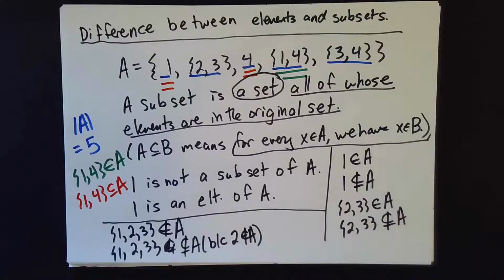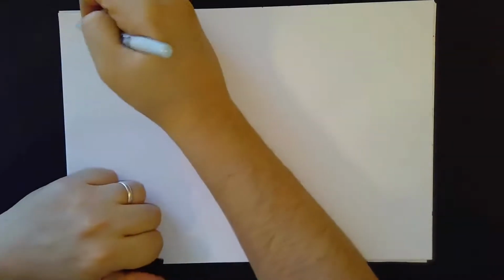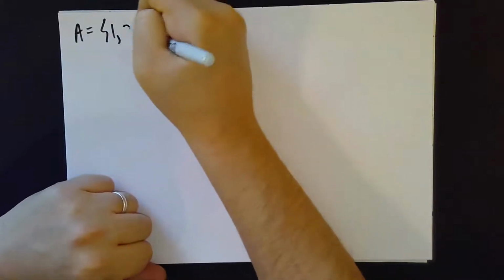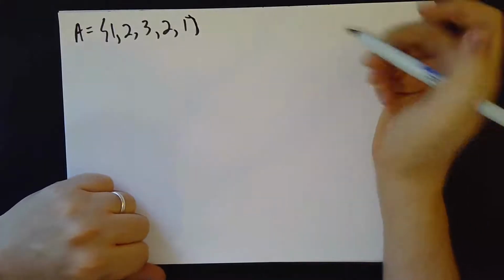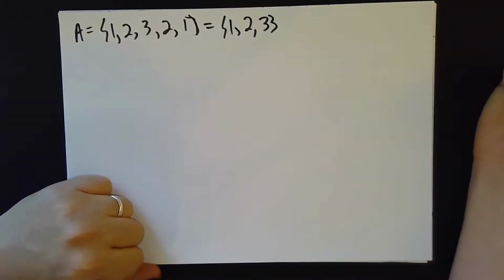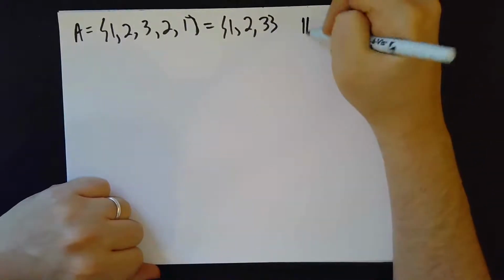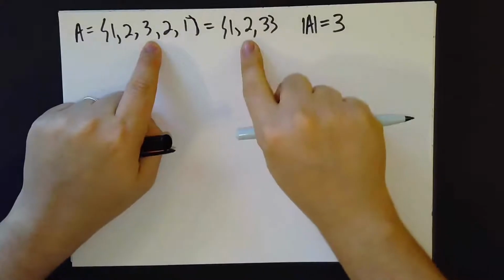For cardinality, you count each element only once. Sets can never have repeats. So if you write something like A is {1, 2, 3, 2, 1}, you've just written the set {1, 2, 3} in a somewhat verbose way. So the size of this set, the cardinality of this set is 3, whether I write it like this or like this. It's the same set.